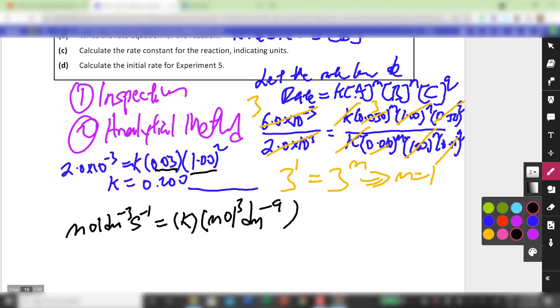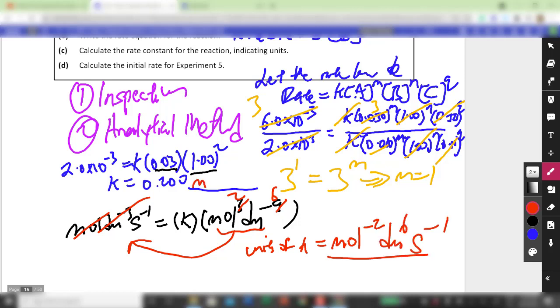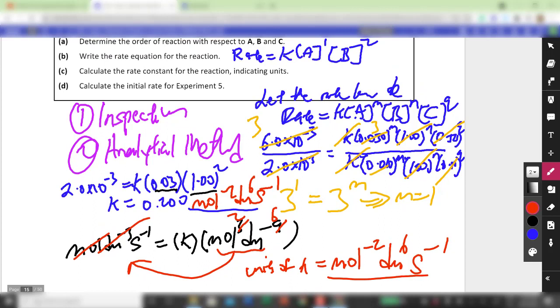Okay, so if we do a quick cancellation, we're going to get a 2 here and minus 6 here. However, you have to move the units over just like how we normally do division. So when we move this portion to the left hand side, then we'll get units of k to be mole to the power minus 2, dm to the power 6, and per second. So this is your units. Make sure you write it down. Mole minus 2, dm 6 per second. This is the second time I'm showing you how to get a unit. So I hope it's clear cut for most of you, if not all of you.